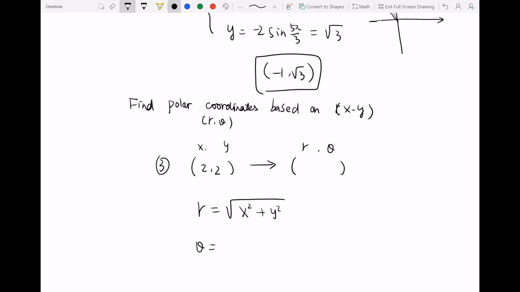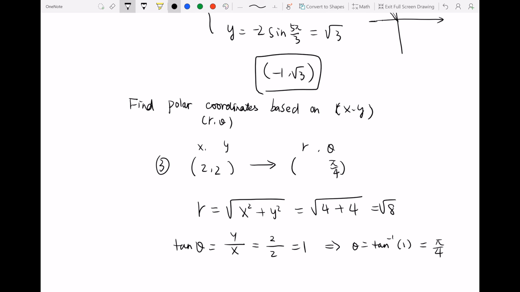Okay, your theta is right. Theta equals, because tangent theta equals y over x. Tangent theta equals 2 over 2 equals 1. So you got theta equals tangent inverse of 1. Well, tangent inverse of 1 is pi over 4. That's good. You got pi over 4 right. But r equals square root of x squared plus y squared. x squared is 4. y squared is 4. So it's square root of 8, which is 2 square root of 2. Thank you very much, Eric.